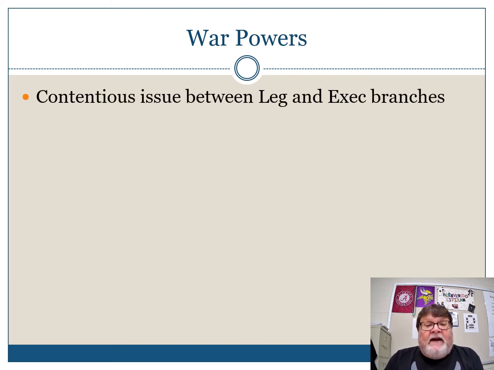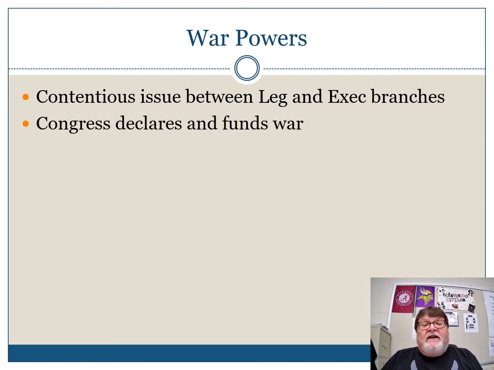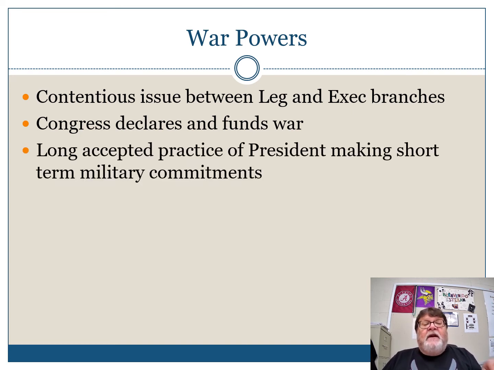All right, so let's talk about the most controversial part of this power, and that's the War Powers Act. War powers, period, have been a contentious issue between the legislative and executive branches, and of course the reason is Congress declares war, right? It's always been that way, from the beginning. The president then fights the war. So obviously contentious issues, because remember, again, Congress declares war, they fund war, it is their job. There has been, however, a long accepted practice of presidents making short-term military commitments without declaring war.